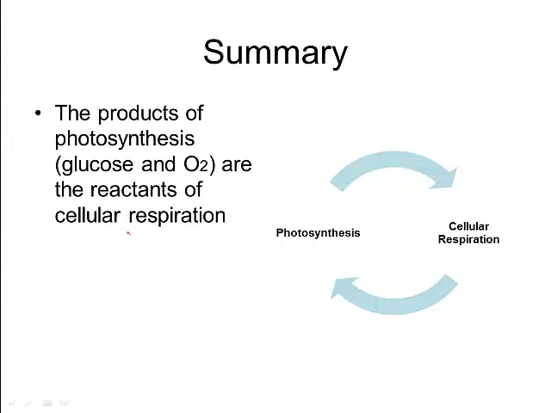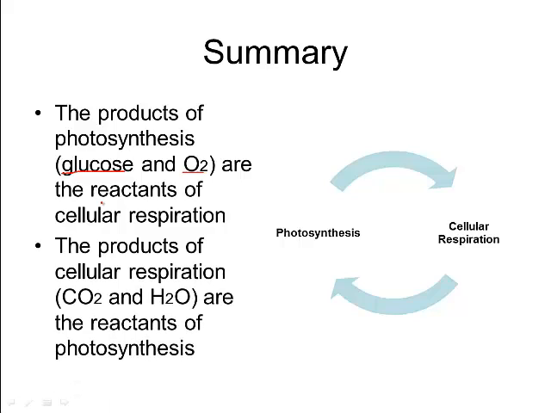Okay, so we can summarize this in a very brief couple of statements. The products of photosynthesis, remember, are what gets made, that's glucose and oxygen. Those are the reactants of cellular respiration. Those are what are going to get used in cellular respiration. And conversely, the products of cellular respiration, the things that get made by cellular respiration, carbon dioxide and water, are the things that are going to be the reactants, or going to get used, by photosynthesis.